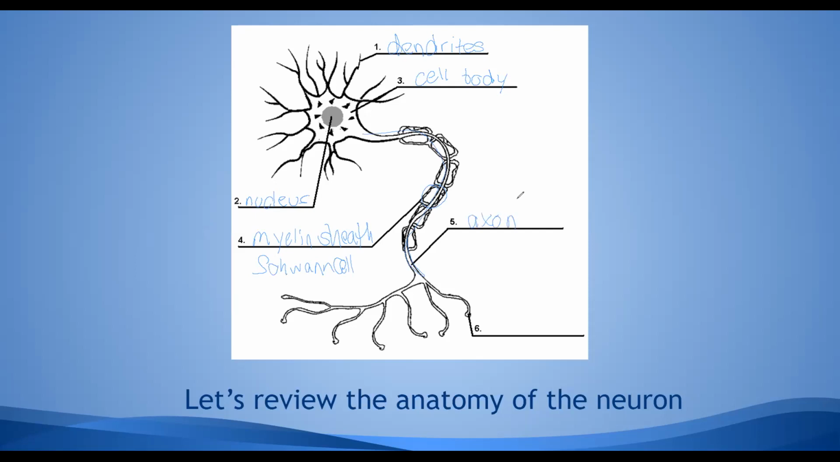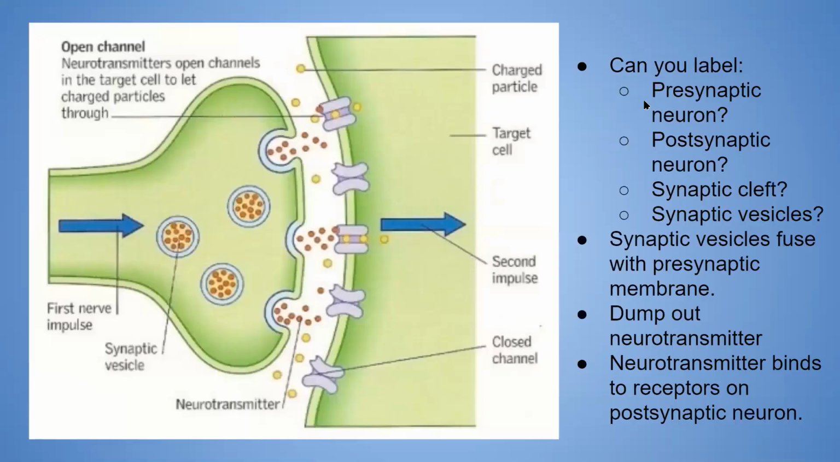And then 6, there's a bunch of different terms you could put. I'm going to put axon terminal. You could put synaptic terminal, axon buttons, synaptic buttons, anything you really want, as long as you understand the part and its function. So let's move on and start talking about what that actual synapse looks like.